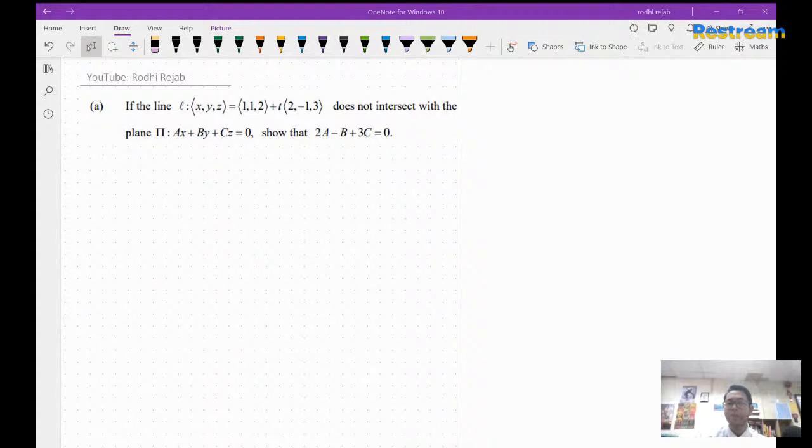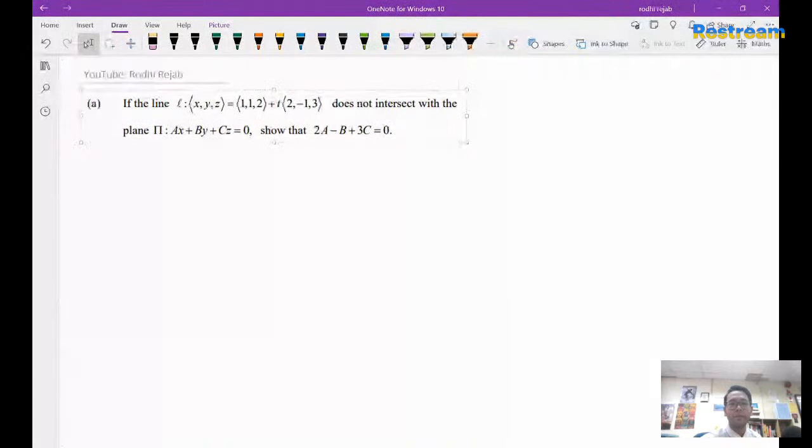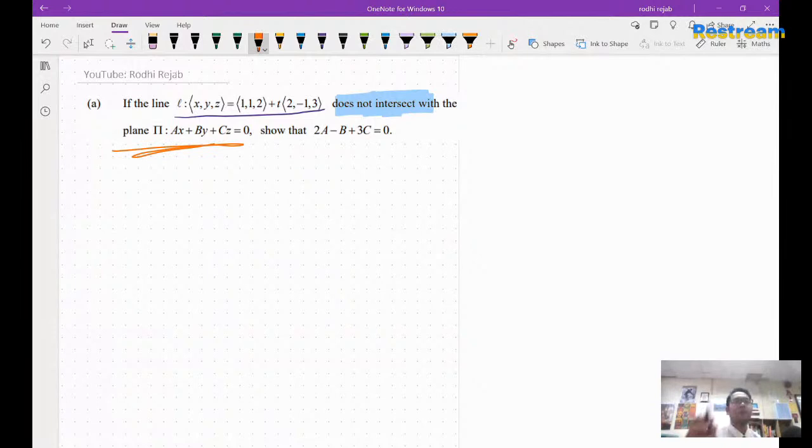Okay, try to read it first and try to visualize. It's not so easy. Because it says here, the line does not intersect with the plane. Can you imagine how a line does not intersect with the plane? Can you look at me? Okay, so this is a plane and this is a line. If not, they're going to intersect. So the only possible way for the line not to intersect the plane is when they are parallel. If they are parallel, then only this line won't intersect with the plane.